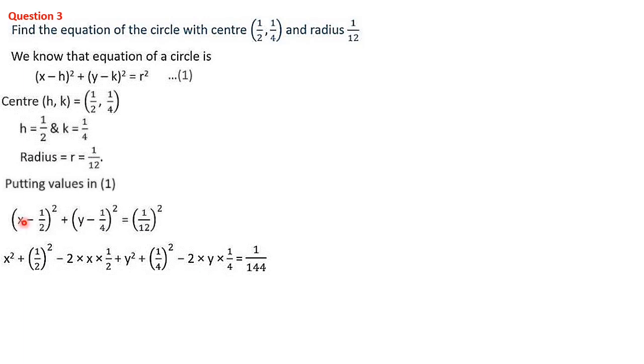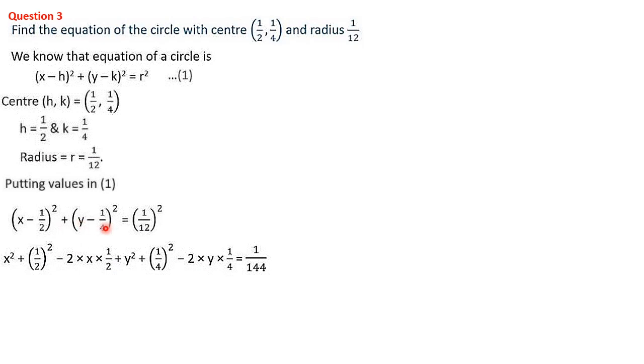Here a minus b the whole square, as before you must be very familiar with these identities, a minus b the whole square and a plus b the whole square. In the previous questions we have used both. So a minus b the whole square is a square plus b square minus 2ab. So a square, that is x square, plus b square, that is 1 by 2 the whole square, minus 2 into a is x into b is 1 by 2. In the previous questions we didn't write this step because there is no fractions, directly we can write. But here fractions are there, the better to write so that calculation will be a little easier.